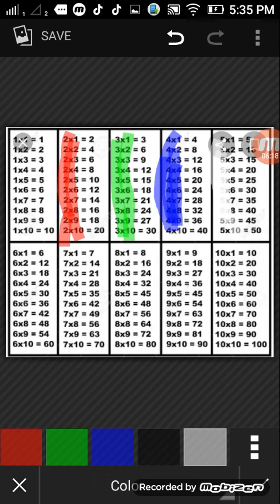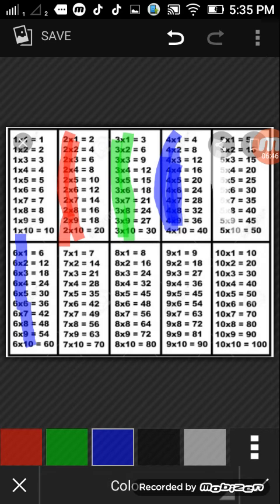Next, let us highlight the 5 over here. As you can see, 5 times 1 equals 5, 5 times 2 equals 10, 5 times 3 equals 15, 5 times 4 equals 20, 5 times 5 equals 25, 5 times 6 equals 30, 5 times 7 equals 35, 5 times 8 equals 40, 5 times 9 equals 45, 5 times 10 equals 50.